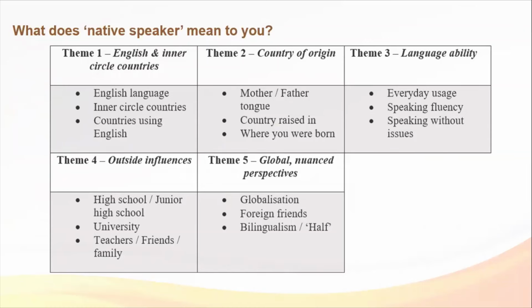So this data showed that participants thought English and inner circle countries relates to what a native speaker is. So English language, inner circle countries, countries using English. Theme 2 related the phrase native speaker to being the country of your origin. So your mother tongue, your father tongue, the country you were raised, where you were born. Theme 3 related it to your language ability. So everyday usage. Can you speak fluently without problems, issues?